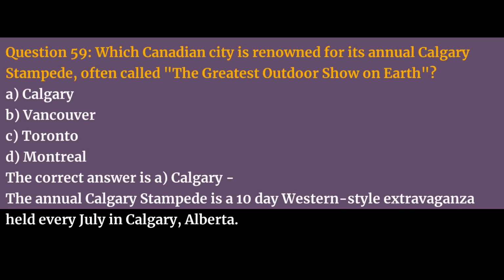Question 59. Which Canadian city is renowned for its annual Calgary Stampede, often called the greatest outdoor show on earth? A. Calgary. B. Vancouver. C. Toronto. D. Montreal. The correct answer is A. Calgary. The annual Calgary Stampede is a 10-day Western-style extravaganza held every July in Calgary, Alberta.